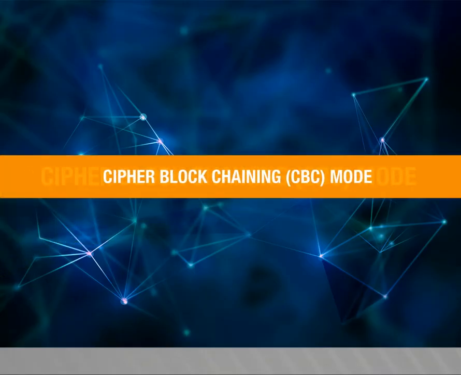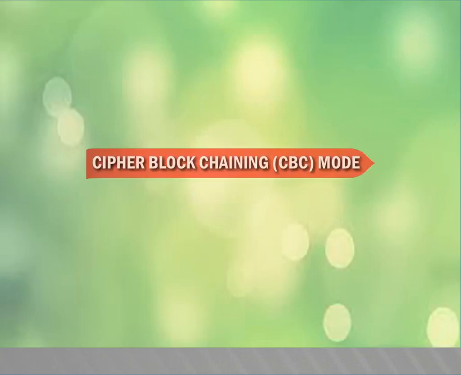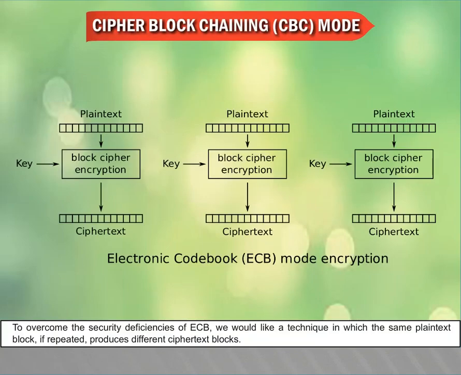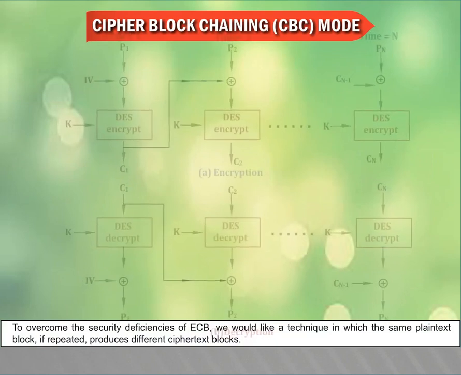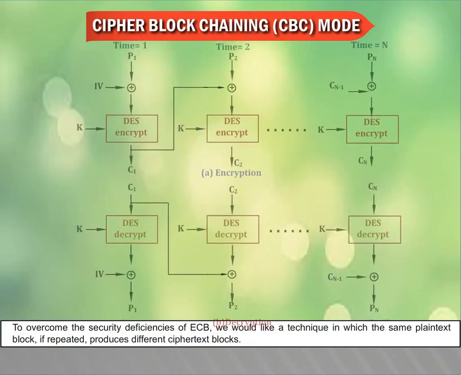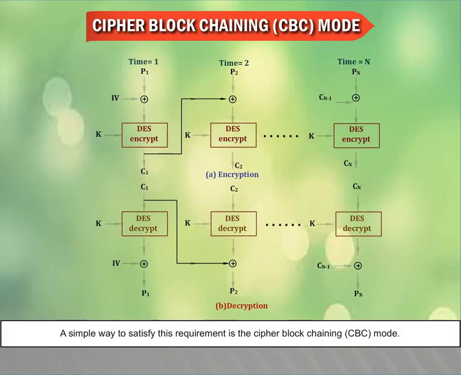Cipher block chaining, CBC mode. In this video, we are going to see about cipher block chaining CBC mode. To overcome the security deficiencies of ECB, we would like a technique in which the same plaintext block, if repeated, produces different ciphertext blocks. A simple way to satisfy this requirement is the cipher block chaining CBC mode.